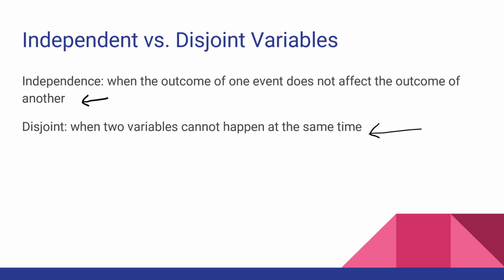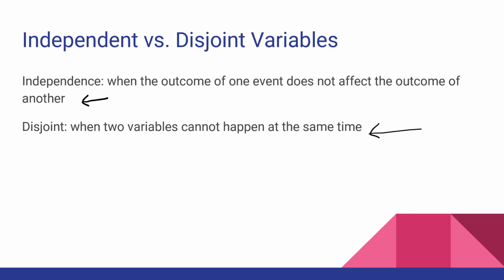If I am at home, I cannot be at school at the same time. So that would make being at home and being at school disjoint variables. And when 2 variables are disjoint, this makes them not independent. The main difference between independence and being disjoint is that disjoint variables cannot be independent.